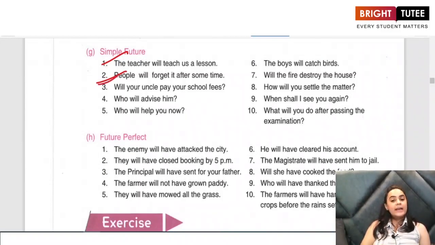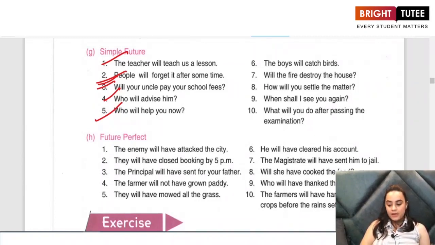Who will advise him? By whom will he be advised? Who will help you now? By whom will you be helped now? And the next we have future perfect tense.